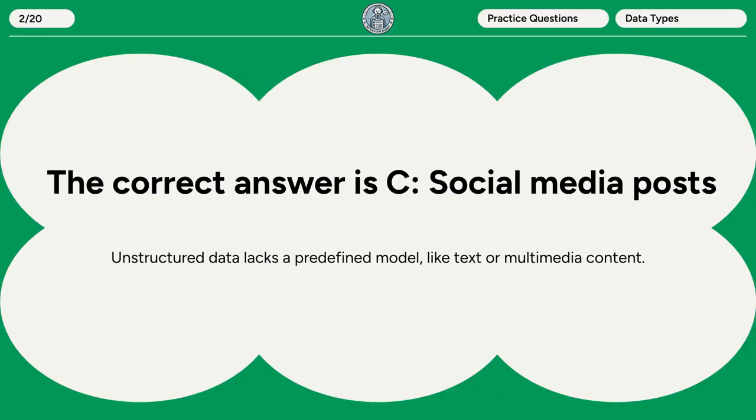The correct answer is C. Social media posts. Unstructured data lacks a predefined model, like text or multimedia content.